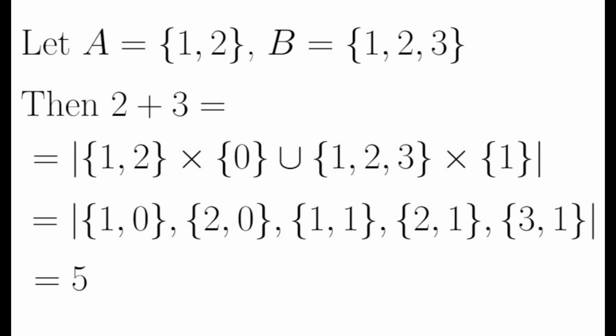Now, before we get too excited, let's make sure our new notion of addition works for the finite numbers as well. Let's do 2 plus 3. So I have the set {1, 2} as my A, and the set {1, 2, 3} as my set B. Then using our new definition for addition, I have 2 plus 3 equals the cardinality of the set A union B, which is {(1,0), (2,0), (1,1), (2,1), (3,1)}, which has 5 distinct elements. Therefore, 2 plus 3 equals 5, which is what we'd expect.